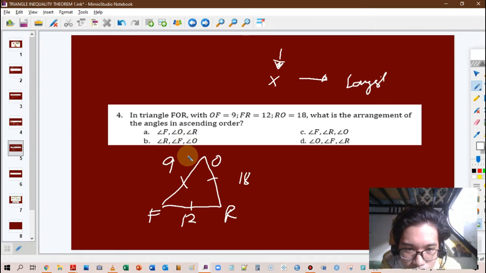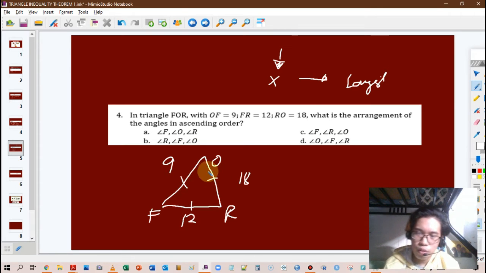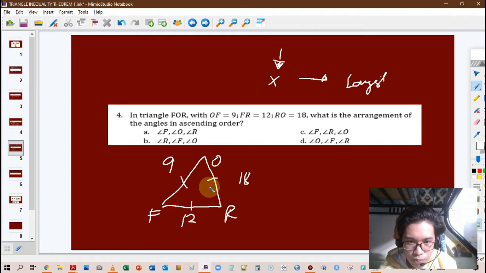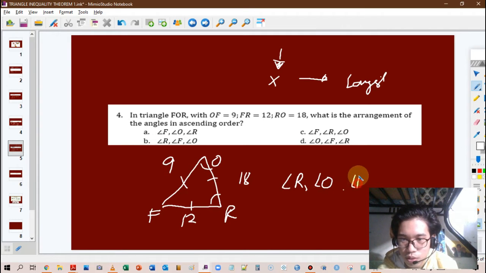So we have here the side measurements. For FO, that's 9, for FR, that's 12, and for OR, that's 18. So if we're going to notice their angles, the first angle that should be the smallest should be angle R, and then the next one should be angle O, and then the next one should be angle F. Okay, so there you go.